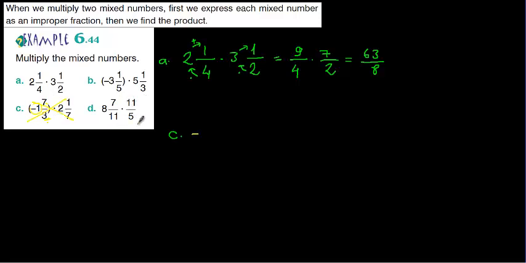Here this number is not a whole number, that's why I'm going to continue with the D. Here the second question is going to be D. 8 and 7 over 11 times 11 over 5. And it's going to be 11 times 8, it's equal to 88, plus 7, it's going to be equal to 95. 95 over 11 times 11 over 5.